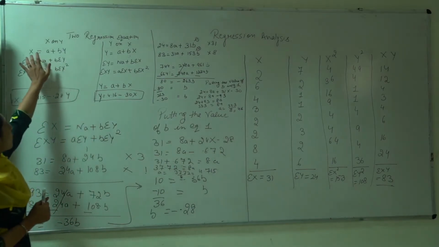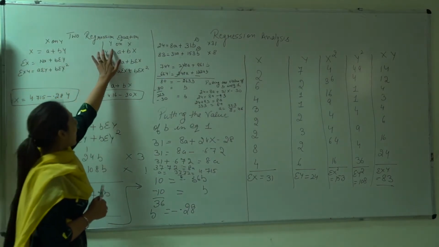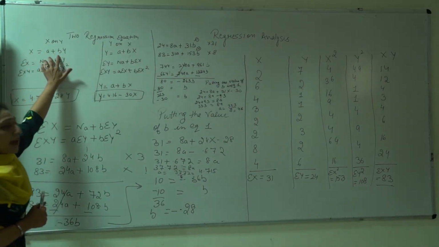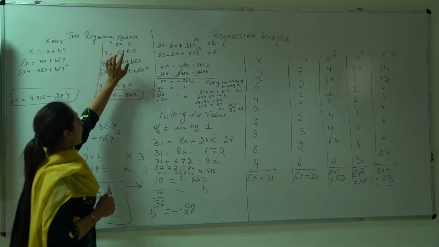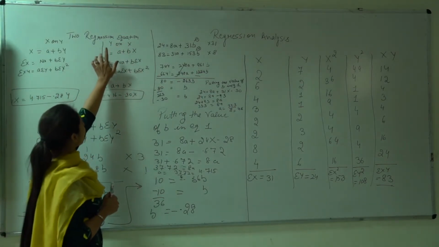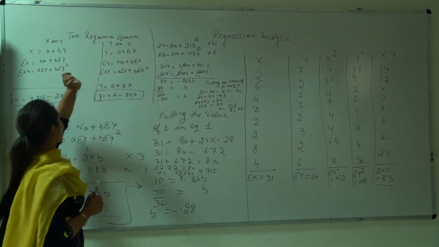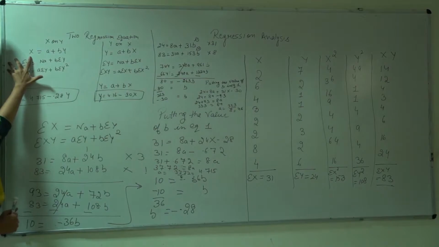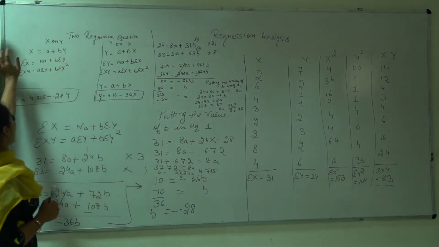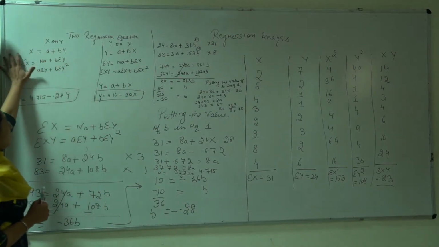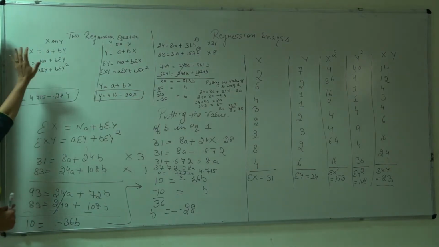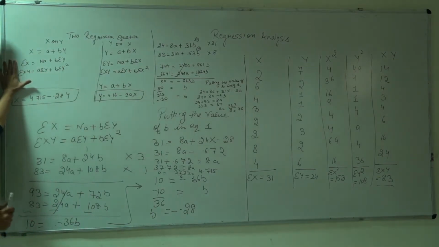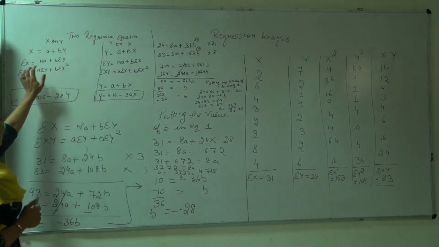In regression, there are two equations. One is x on y, another is y on x. When we talk about x on y, it is x = a + by, and when we talk about y on x, it is y = a + bx. Coming to the first equation, x on y, x is dependent and y is independent. So we have to find the value of x based on the independent variable, that is y.